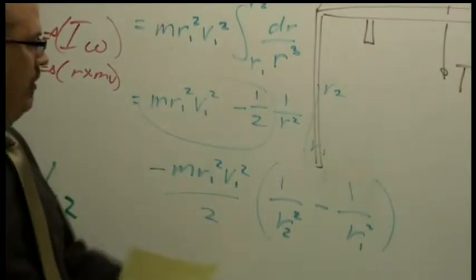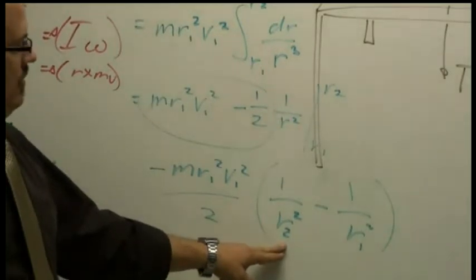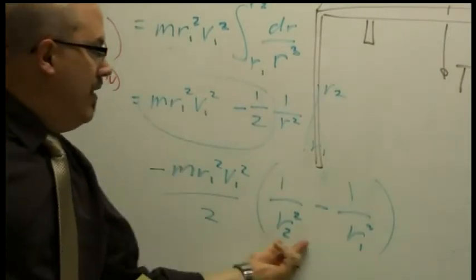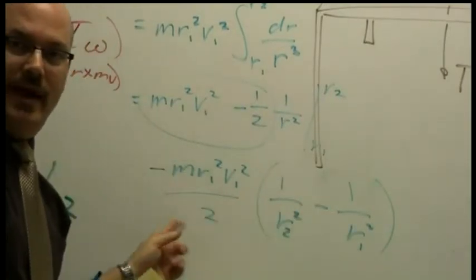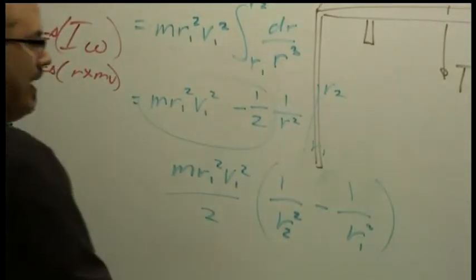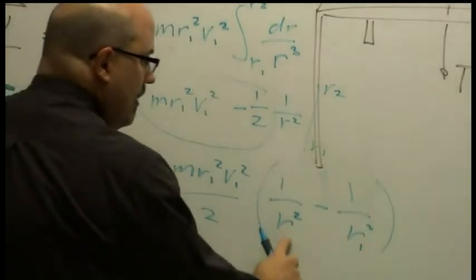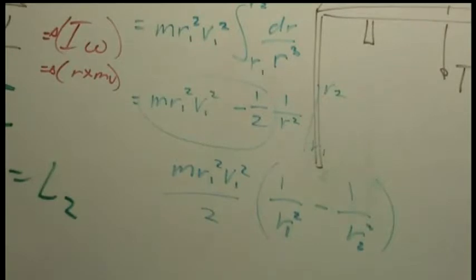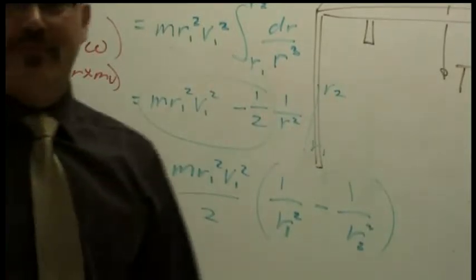So what happens though? Notice that R2 is smaller than R1, right? So that makes this number bigger than that number. So the negative will cancel with that negative. So if you want, you can swap this around, get rid of that negative, and do this. There we go. Now we're done. Okay? I like it. I don't care.